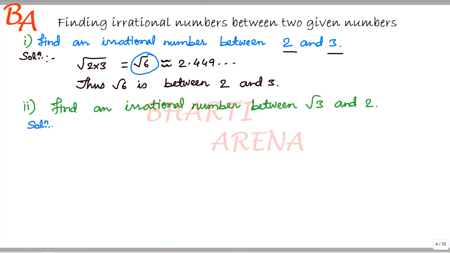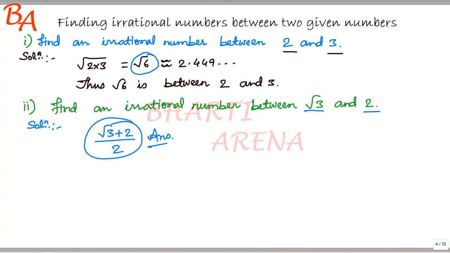So we proceed to our solution. Here we will take the sum of these two and half of that, that is (root 3 plus 2) by 2. So this would be the answer, that is the irrational number between these two. Here one thing you should keep in your mind: whenever an irrational number and a rational number are given, we just need to add those and divide by 2. So we will get the irrational number which is between the given irrational number and the rational number.